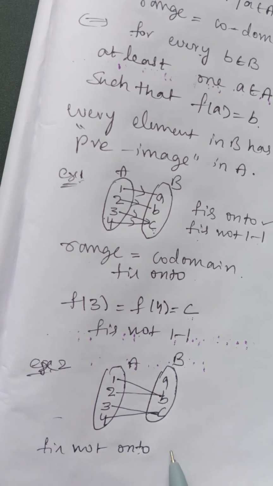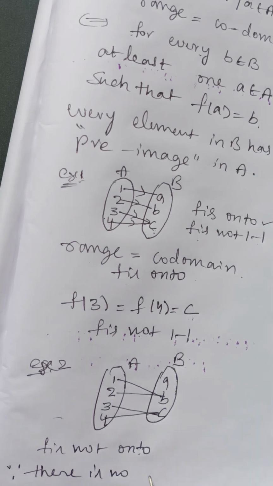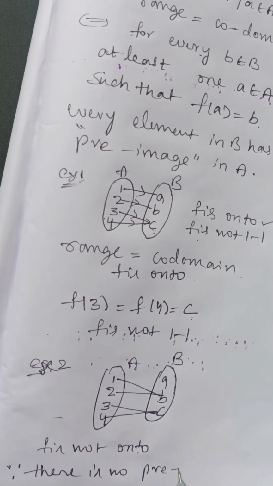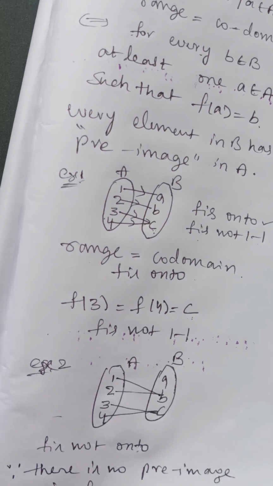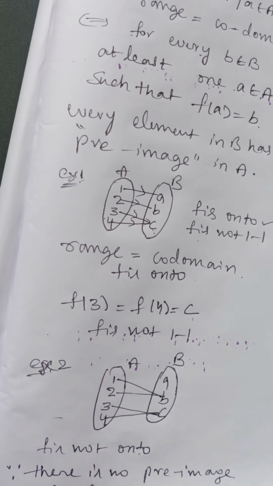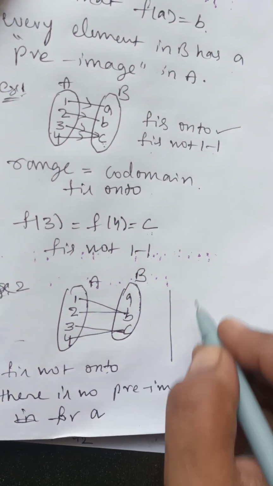Okay, just check it. F is not onto because there is no pre-image for the element A. The reason is there is no pre-image for the element A.